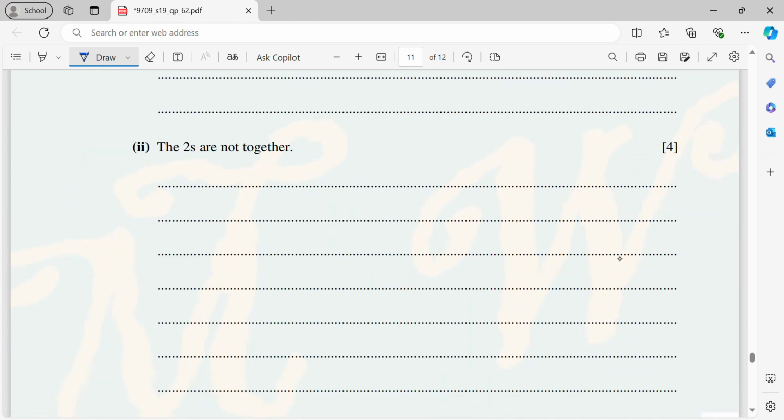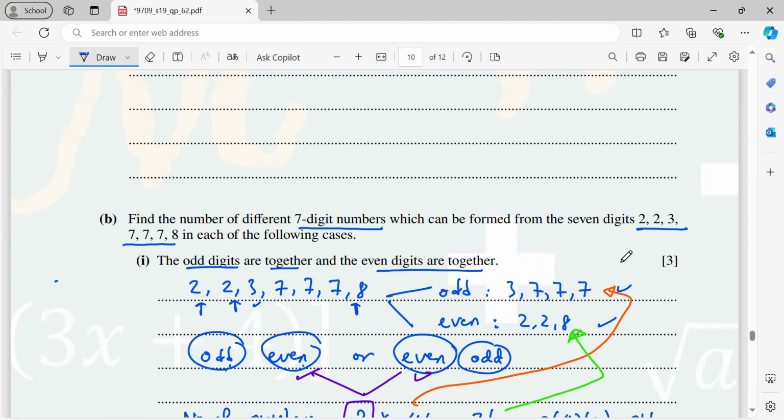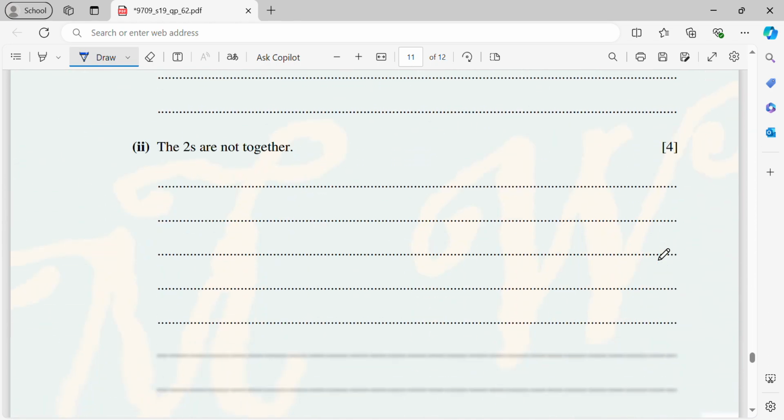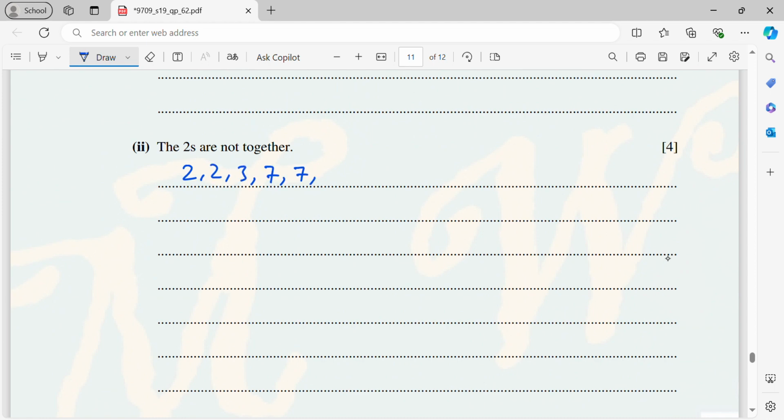Now, the next part is the 2's are not together. Okay, so I will rewrite all the available digits: 2, 2, 3, 7, 7, 7, 8. So, since the 2's are not together, means that now I will arrange the rest first. So, I will arrange 3, 7, 7, 7, 8. Okay, but then, of course, they are not in this order, so means that I have to arrange 1, 2, 3, 4, 5.